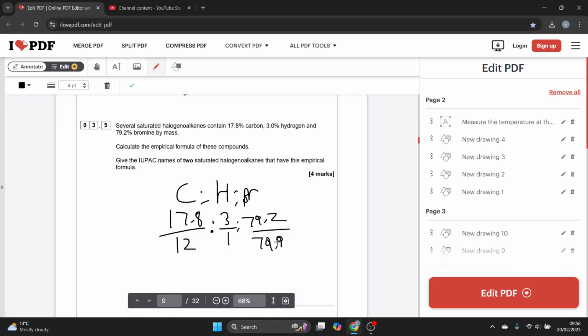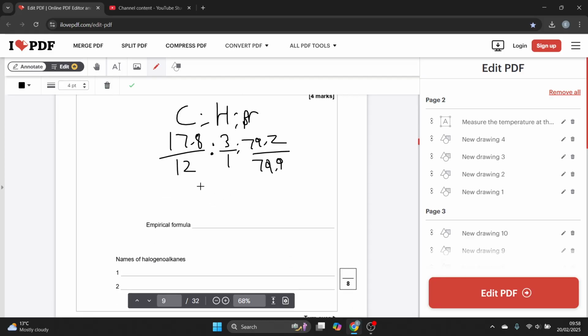Okay. Then you get your ratio, then divide by the smallest ratio, and take the empirical formula as 3 to 6 to 2, so therefore C3H6Br2.